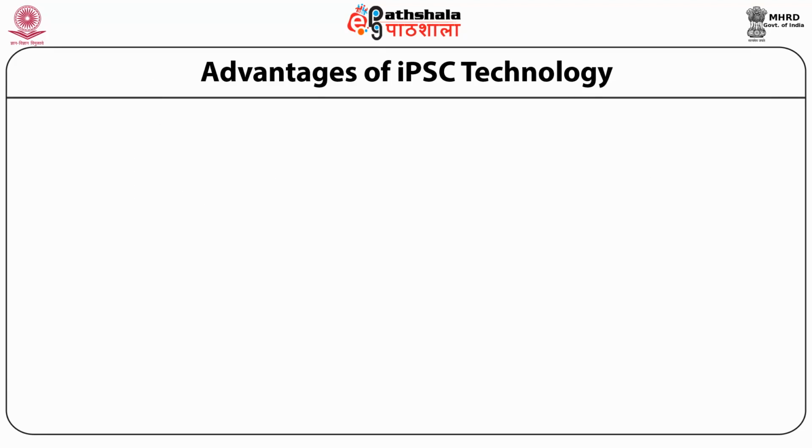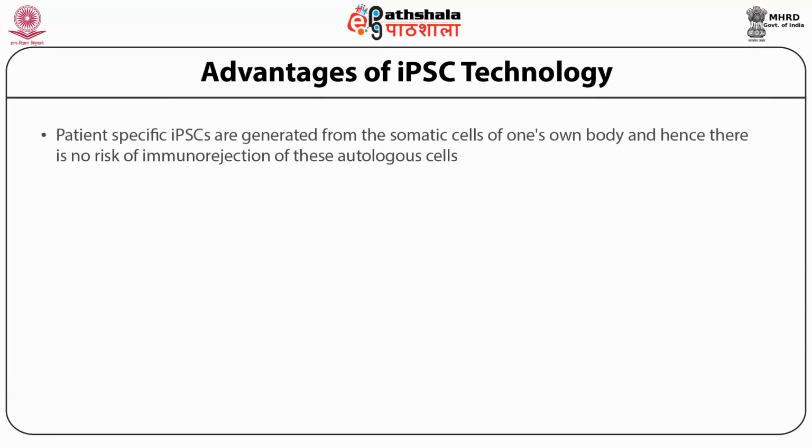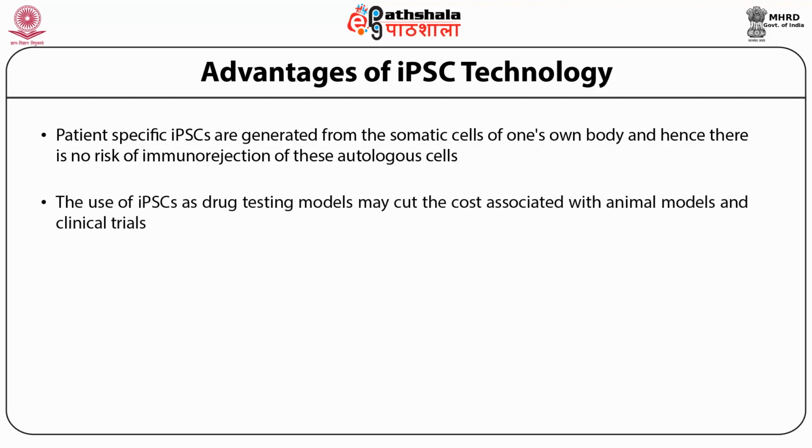The advantage of iPSC technology is that it can be generated from your own cells, from the somatic cells of one's own body, and transplanted back in an autologous manner. So there is no risk of immunorejection as we face with adult stem cells or embryonic stem cells. Further, the use of patient-specific iPSCs as drug cytotoxicity testing models may cut the cost associated with animal models and clinical trials, plus the results will be more accurate as compared to animal models.